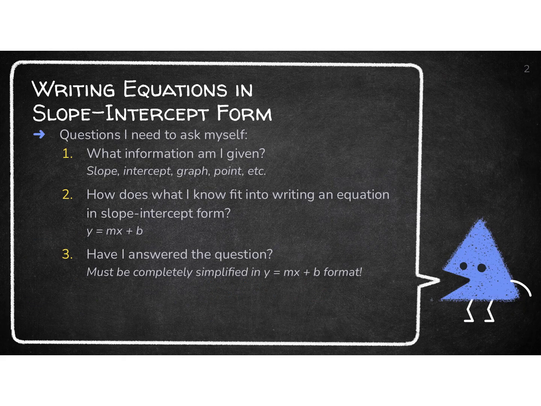But here's some things that you have to ask yourself. First of all, it's going to be super important that you ask yourself right away, what information am I given? Okay, am I given the slope? Am I given the intercept? Am I given a point? Okay, once you know what information you're given, you are going to use slope-intercept form, plug in what you know, and sometimes you'll have to solve for what you don't know.